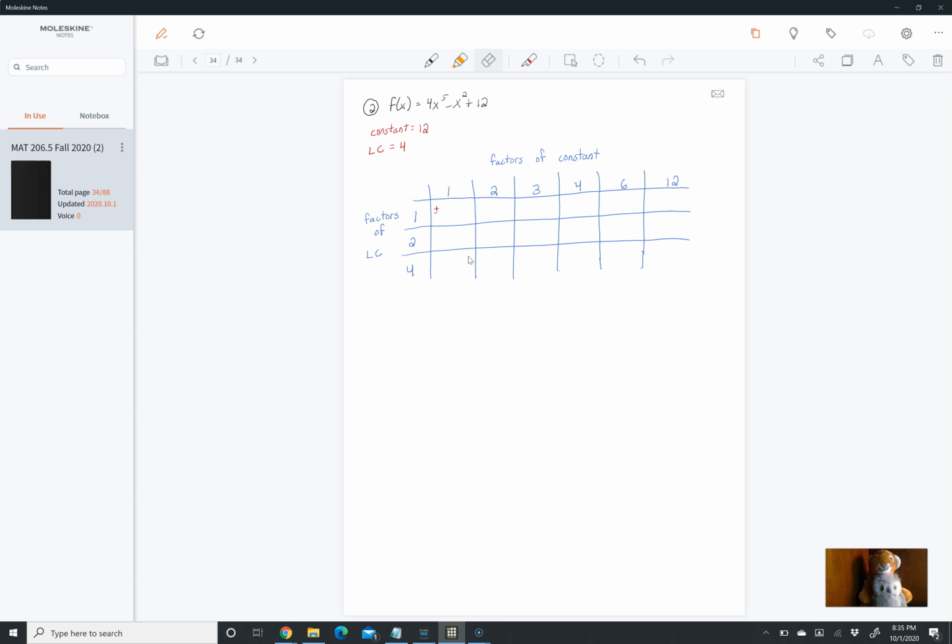Okay, so this is plus or minus 1 over 1. That simplifies to plus or minus 1. This is plus or minus 2 over 1. Obviously, if you simplify it in your head, it's going to make this go faster. It's also going to make it look less crowded, okay? Plus or minus 3 over 1, that's plus or minus 3. Plus or minus 4 over 1 is plus or minus 4. Plus or minus 6 over 1 is plus or minus 6. And plus or minus 12 over 1 is plus or minus 12.